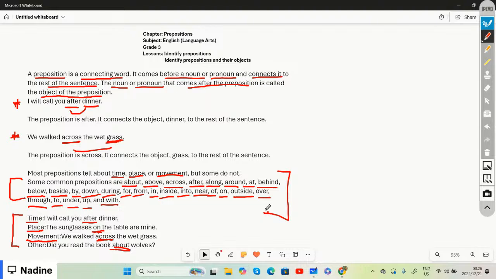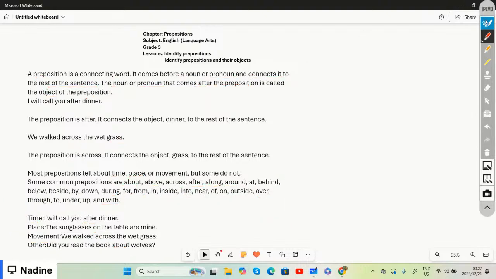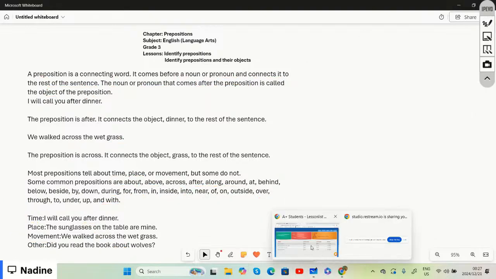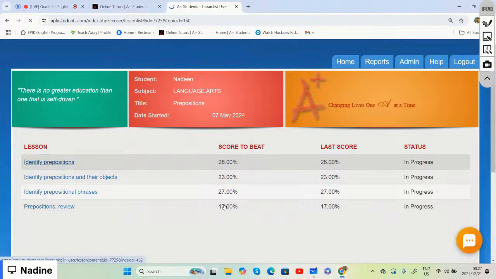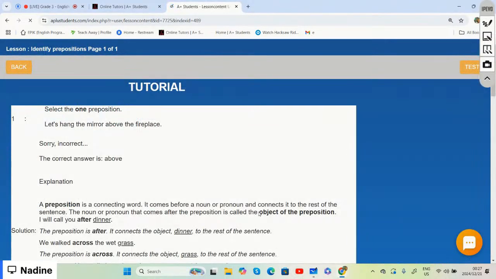All right. So now we're going to A plus students.ca. We're going to identify prepositions. And we're also going to identify prepositions and their objects. And remember, we said that the object of a preposition is that noun or the pronoun that comes after a preposition. And prepositions will be before a noun or a pronoun. All right, so now we're going to identify prepositions.